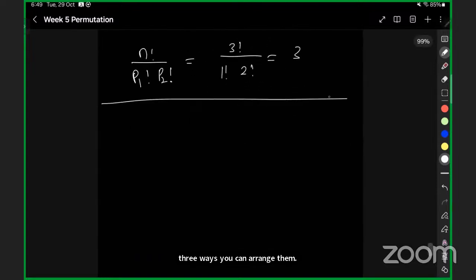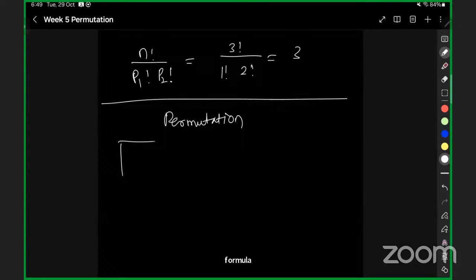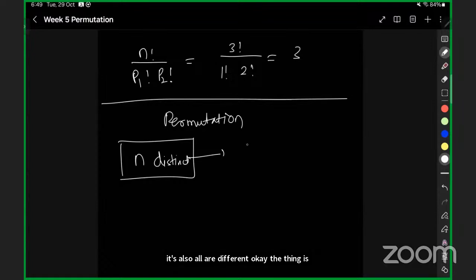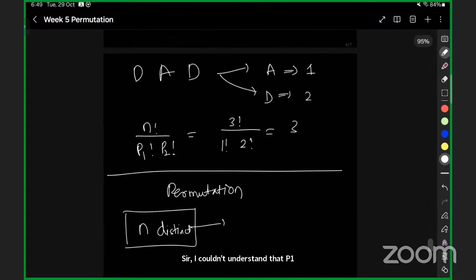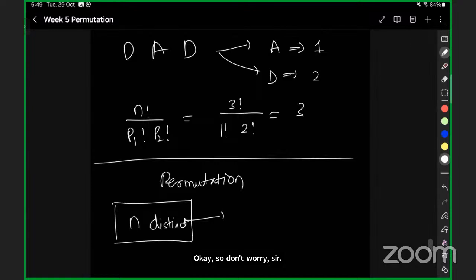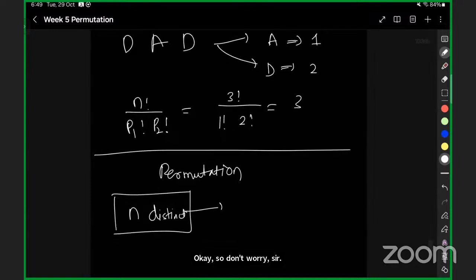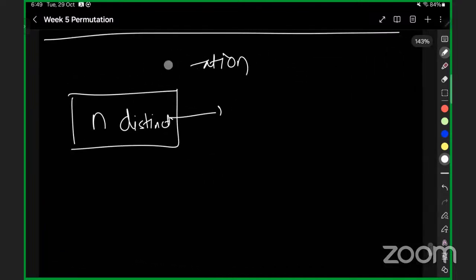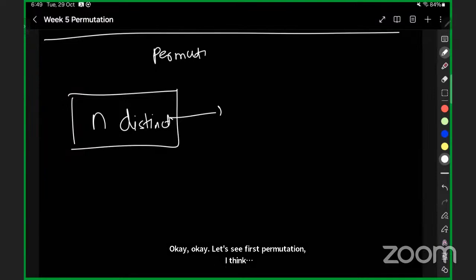So here comes the permutation formula. The permutation is, let's say you have n distinct objects, right? So all are different, nothing is repeating again. I have one question, sir. Sir, I couldn't understand that P1 and P2, how it is 1 factorial and 2 factorial. So A is 1 and D is 2, that I understood. But how it is 1 factorial, 2 factorial, that is coming. Okay, okay. Let's see first permutation. I think I should have gone through with this part.